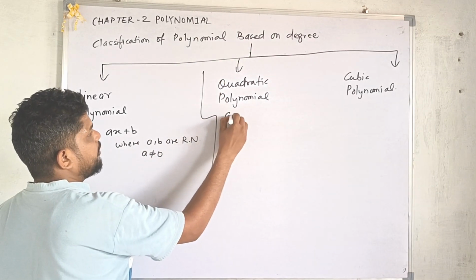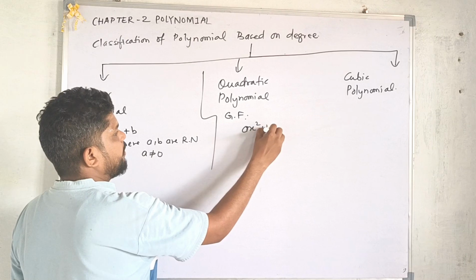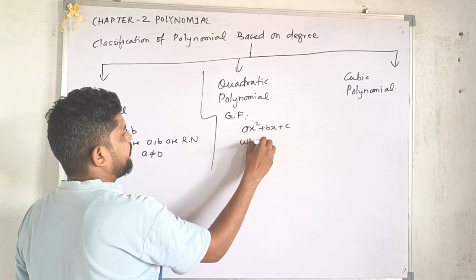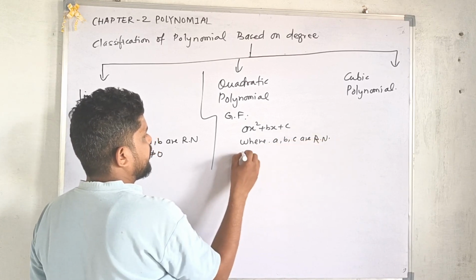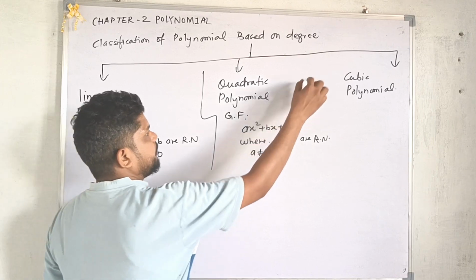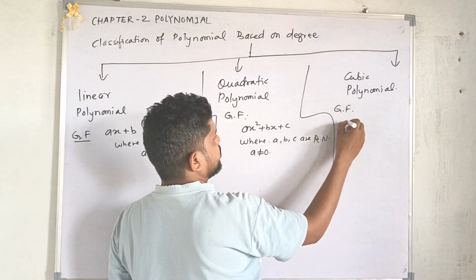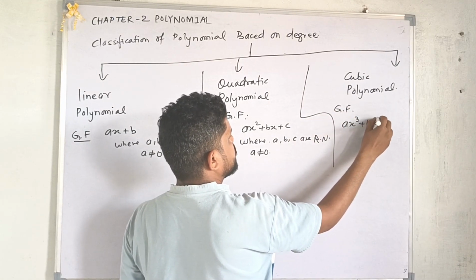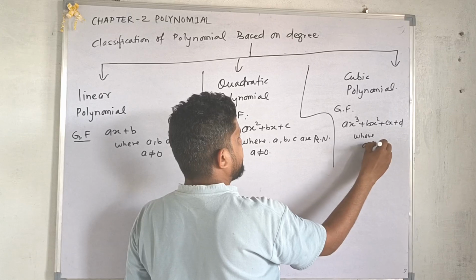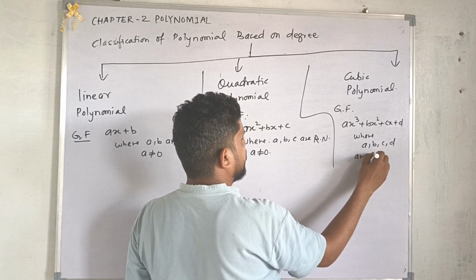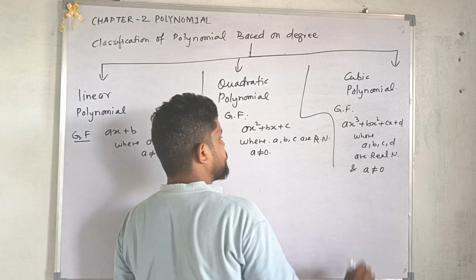Similarly, the general formula for a quadratic polynomial is ax square plus bx plus c, where a, b, c are real numbers and a is not equal to 0. For a cubic polynomial the general formula is ax cube plus bx square plus cx plus d, where a, b, c, d are real numbers and a does not equal 0.